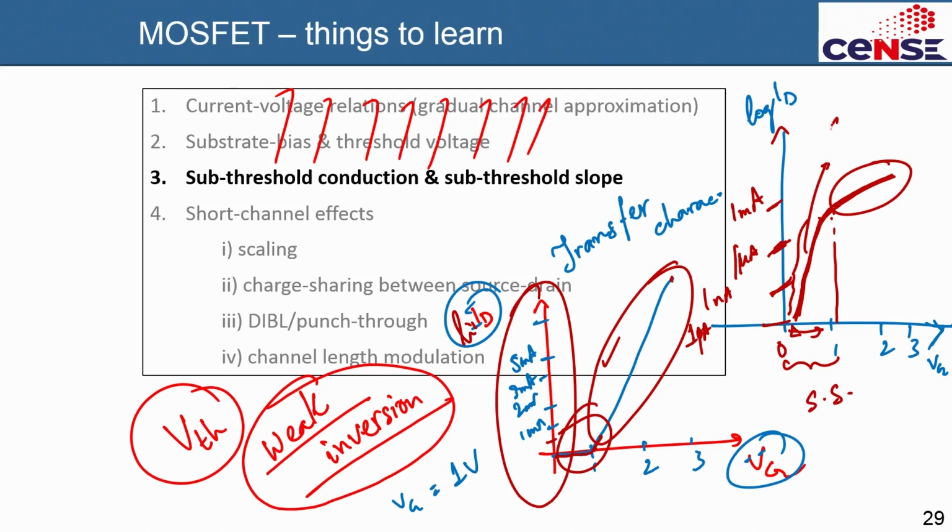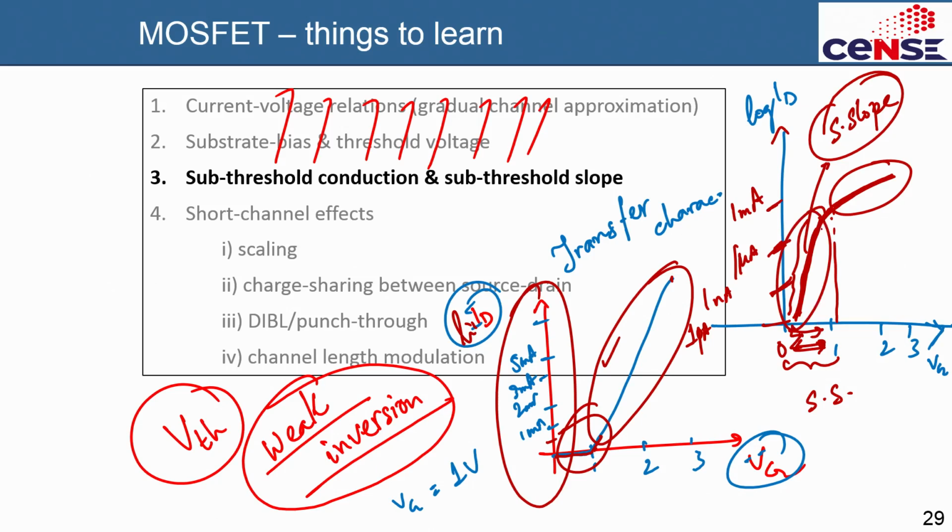This slope is actually called subthreshold slope. Subthreshold conduction and subthreshold slope. The steeper this slope is, the lower the subthreshold slope value, and the better the device is. If the slope becomes much steeper, it means your device is turning on and off very sharply, and that means by expending very small gate voltage, you are able to turn on the channel by many orders of magnitude. That is called steep slope. So sharp, very sharp on and off. That means you are able to operate the device at much lower power, low voltage.